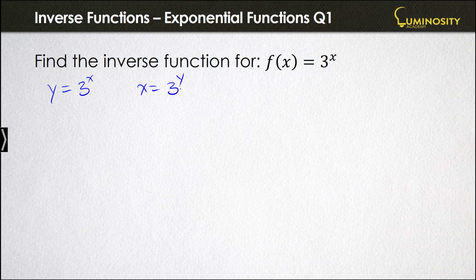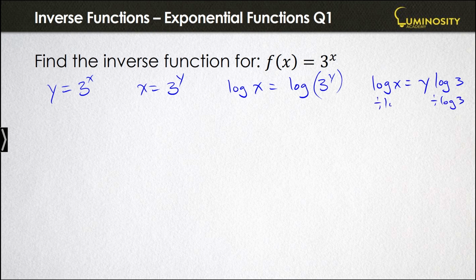to the y. From here, we take the log of both sides, so we get log of x equals log of 3 to the y. But remember, when we have this log of 3 to the y, we can bring it in the front. So we got log of x equals y log of 3. Now we can treat this as a coefficient. We can divide both sides by log of 3. So we have y equals log x over log of 3.